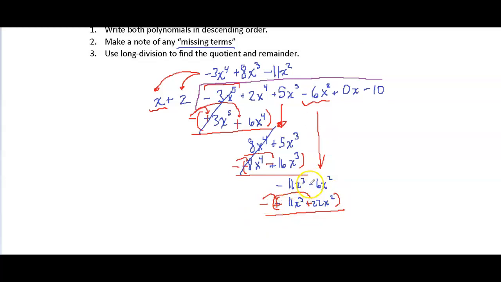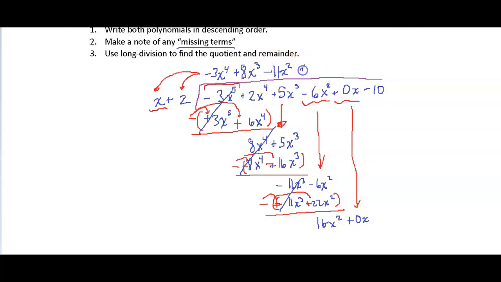leaving us with negative 6x squared plus 22x to the second power. And that would be positive 16x squared. And negative 11x to the third plus 11x to the third cancels out. Now we have that missing term here, the plus 0x. We're still going to use this. We're still going to continue this process, plus 0x.